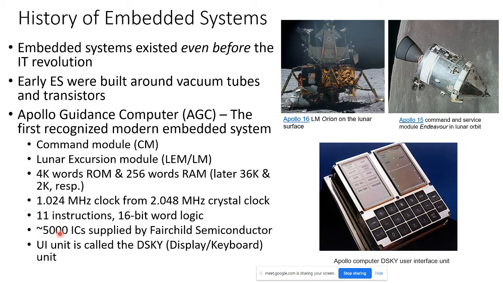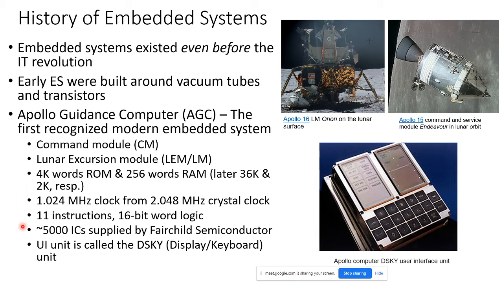Now, we had approximately 5,000 ICs that were supplied by Fairchild Semiconductor. And we also had a user interface unit called DSKY, or display keyboard unit, and it looks like this. If you can see the bottom picture here, that's your computer. That's your AGC right there. That took us to the moon several times, not once, multiple times. That's a very interesting thing. That's the power of embedded computing.